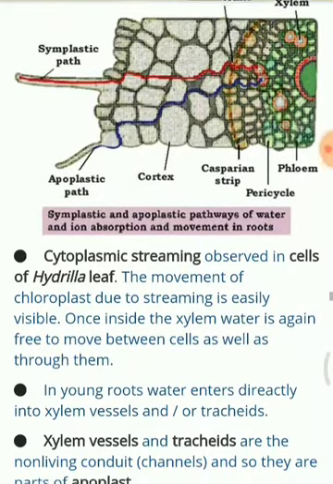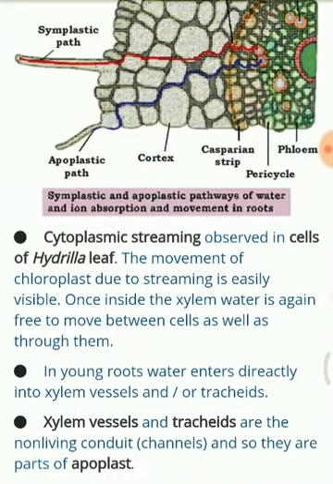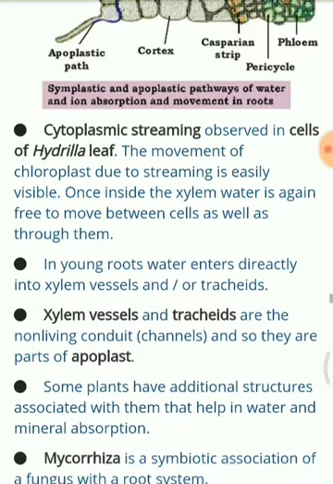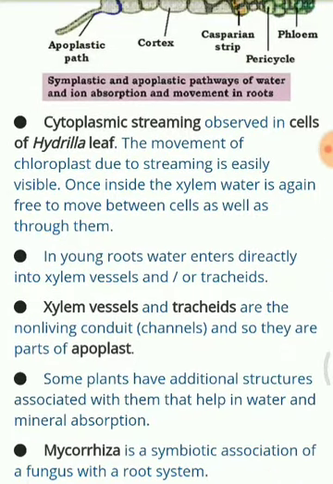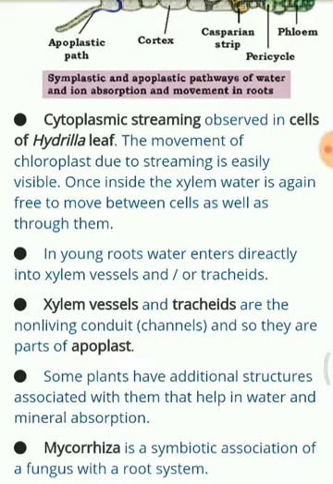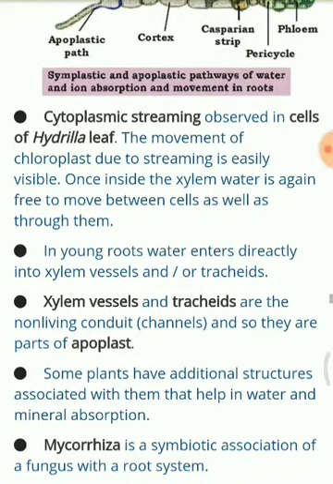Cytoplasmic streaming is observed in cells of the Hydrilla leaf. The movement of chloroplasts due to the streaming is easily visible. Once inside the xylem, water is again free to move between cells as well as through them. In young roots, water enters directly into the xylem vessels or tracheids. The xylem vessels and tracheids are non-living conduits, and so they are part of the apoplast.